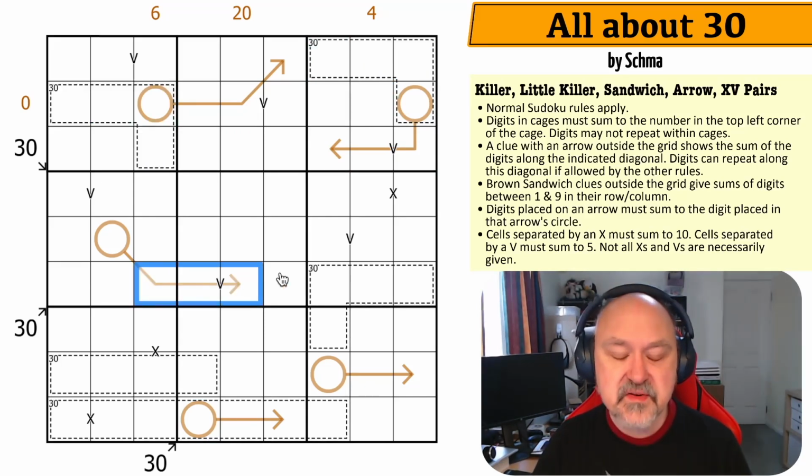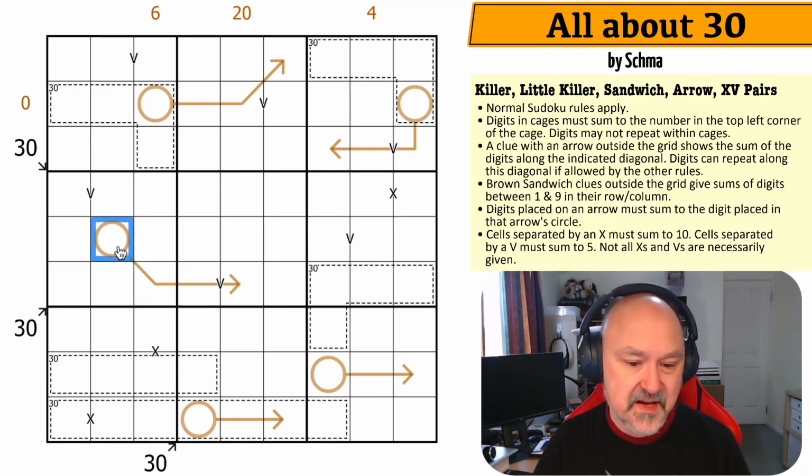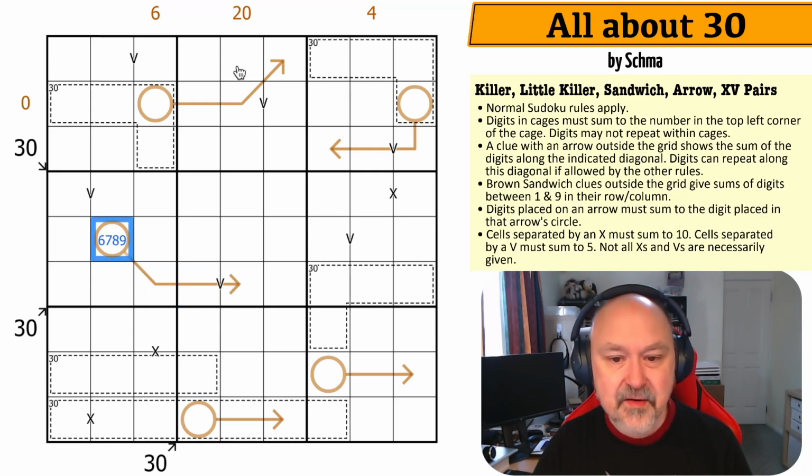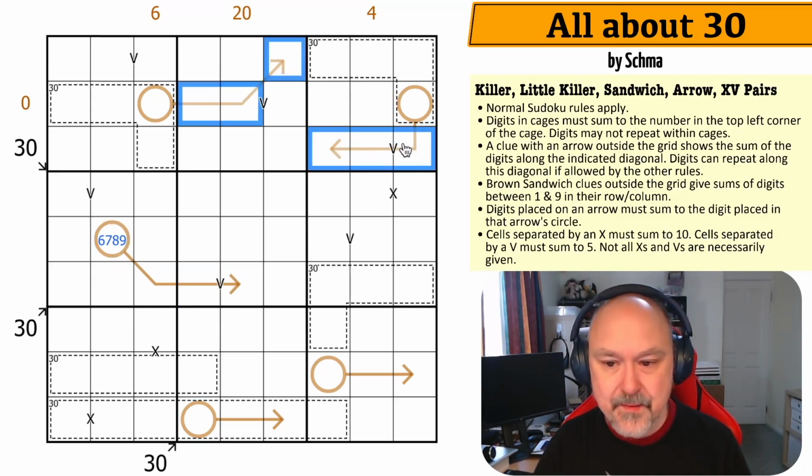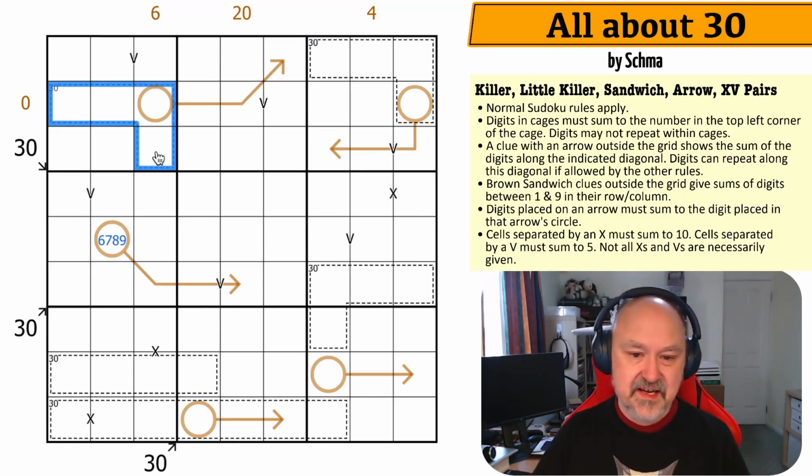So the minimum that you could put on a 3-cell arrow where the digits see each other, I've done this a lot over the last few days, so I may as well keep going with it, is 1, 2, and 3. If you add 1, 2, and 3, you get 6. So this has to be at least 6. Now, I could do the same in these, except for the fact that this is a 30 cage.